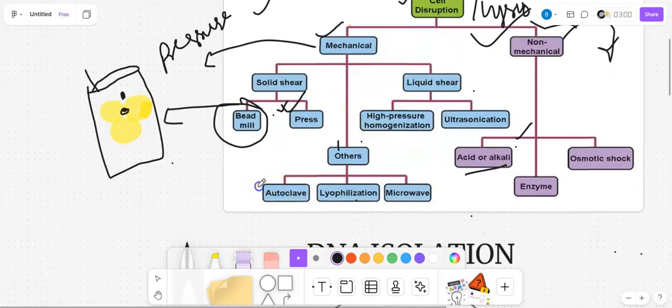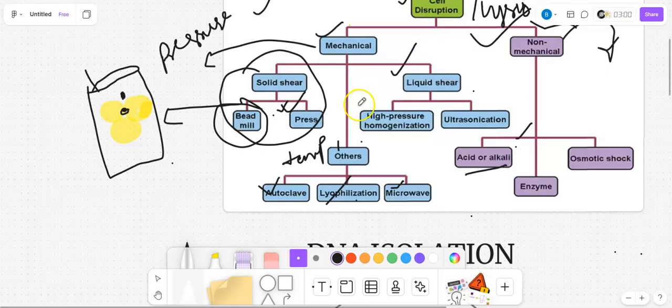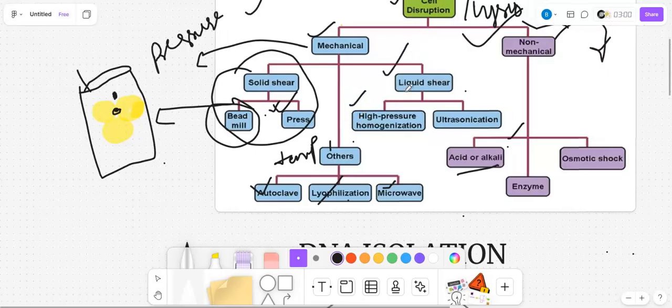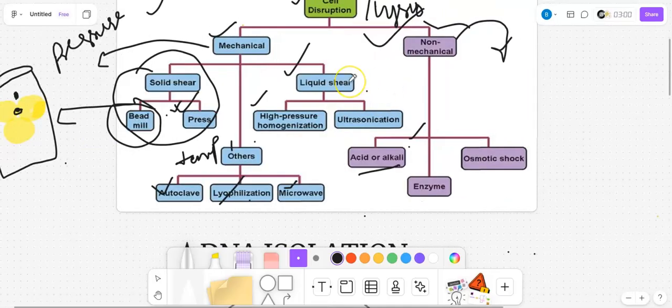Others are autoclave, heat and temperature techniques: excess heat or excess cold, like lyophilization and microwave. These will also cause cell disruption. This is solid shear, and this is liquid shear. In liquid shear there is high pressure homogenization, or ultrasonication.